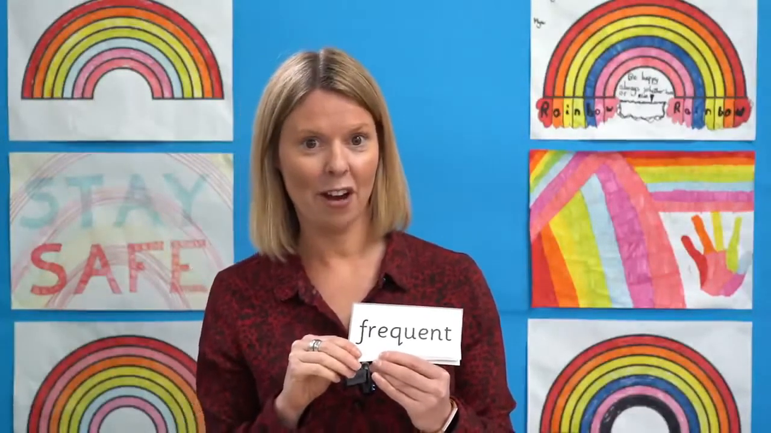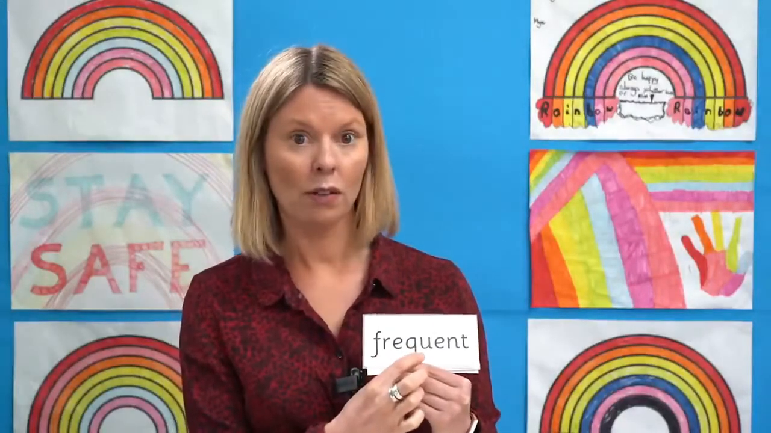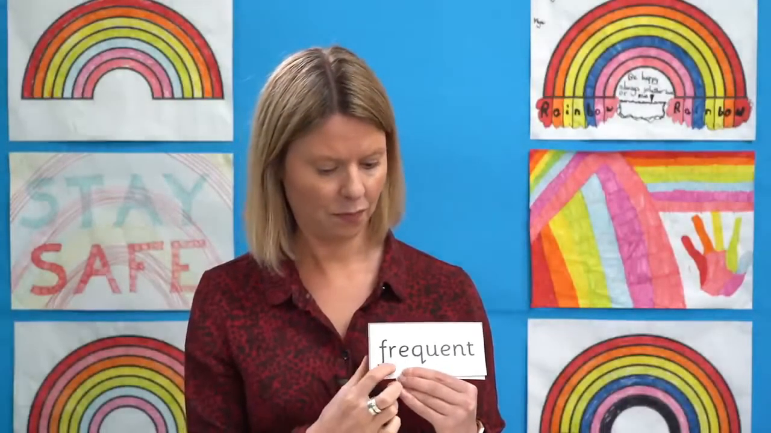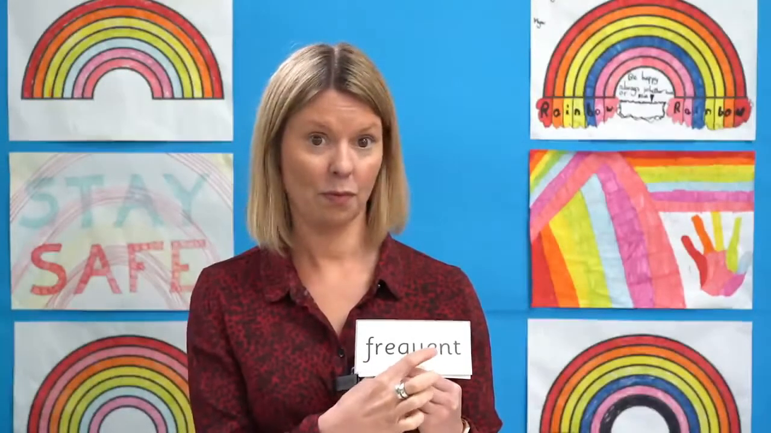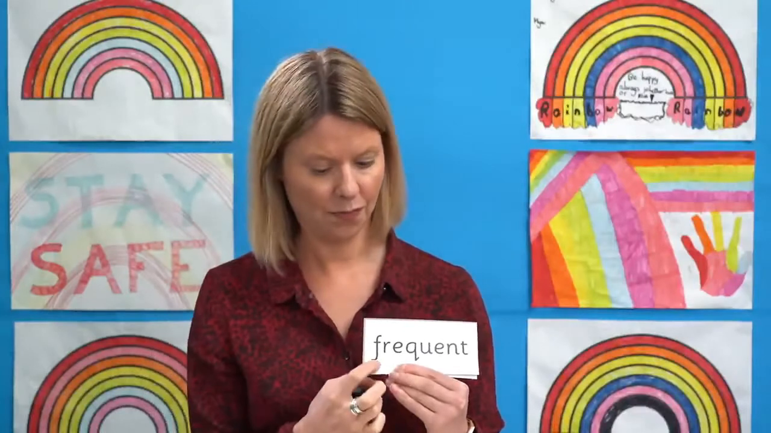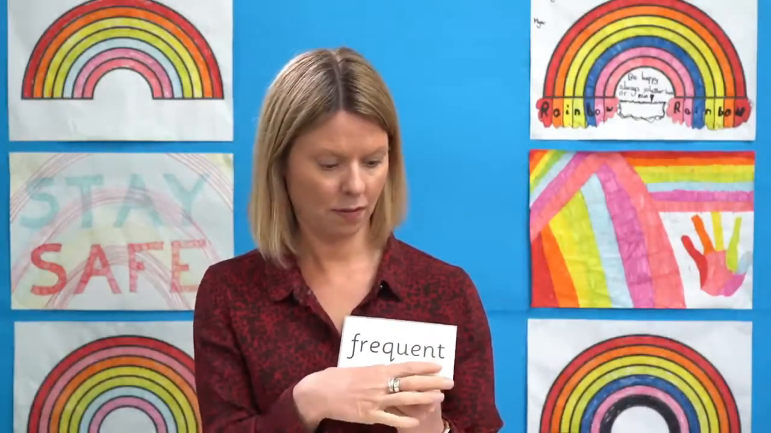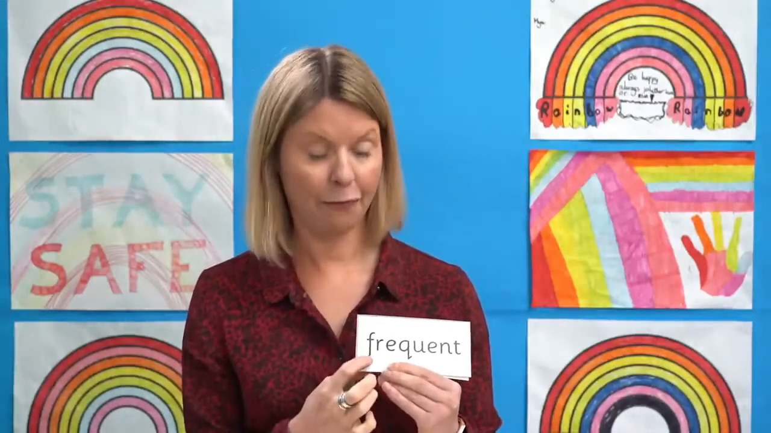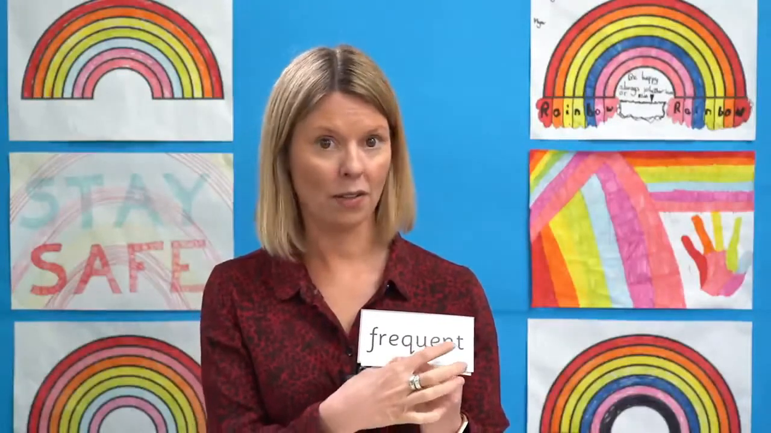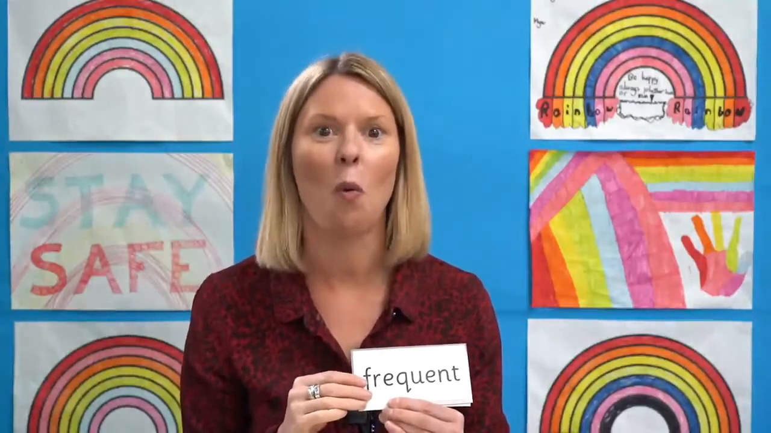Can you spot the digraph? That's right. The digraph is qu. Read each sound as I point. Now blend and read the word. Free. Quent. Frequent. Did you get it right? Well done.